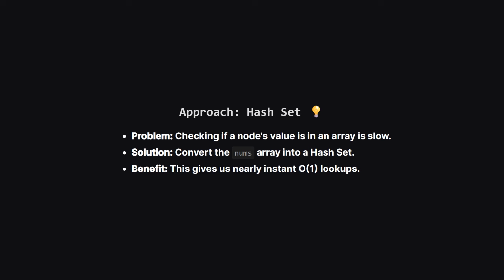A simple but slow idea would be to check every node's value against the entire nums array. But that's inefficient. For every single node in our linked list, we'd have to loop through the nums array. A much better way is to first convert our nums array into a hash set. This is a super important optimization. Why? Because checking if an item exists in a hash set is incredibly fast. It's practically instantaneous. This will be the foundation of our efficient solution.